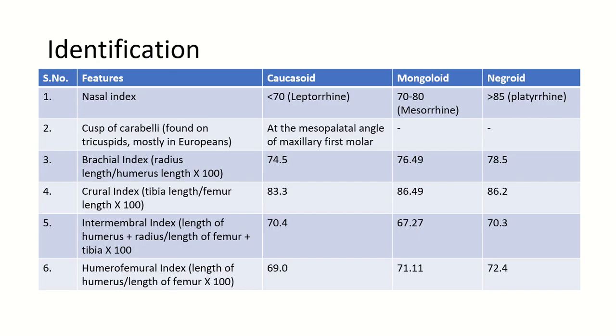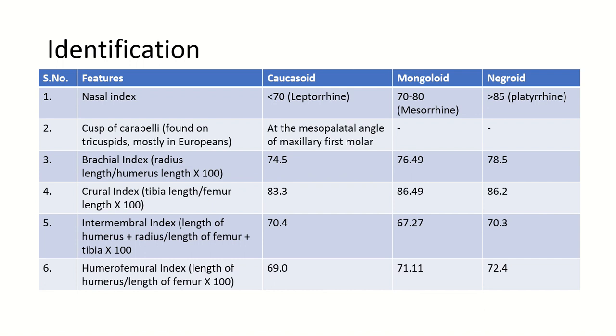Now some of the identifying features of Caucasoid, Mongoloid and Negroid. The nasal index is less than 70 in Caucasoid, 70 to 80 in Mongoloid and more than 85 in Negroid. Less than 70 is known as leptorrhine, 70 to 80 mesorrhine and more than 85 platyrrhine. Cusp of Carabelli is found on tricuspids, mostly in Europeans. It is at the mesopalatal angle of the maxillary first molar. It is absent in Mongoloid and Negroid.